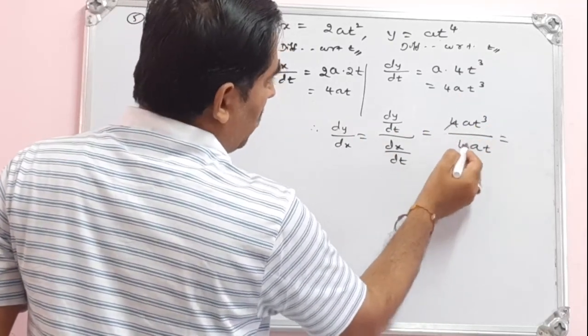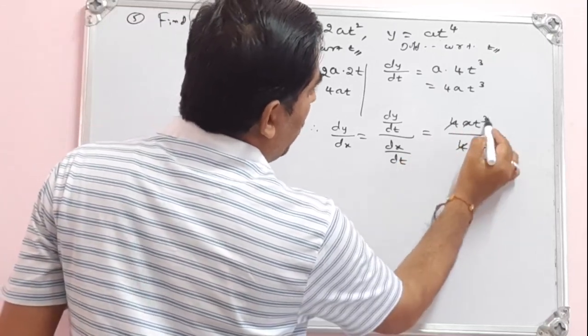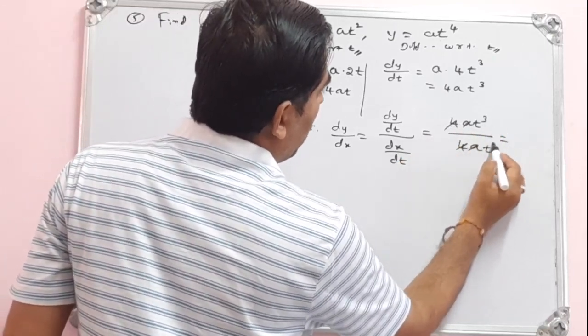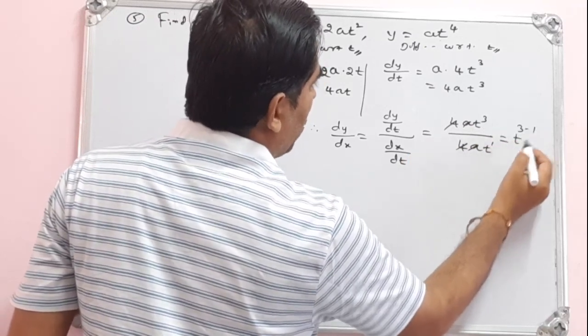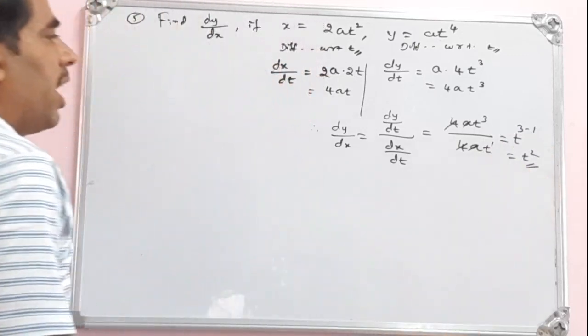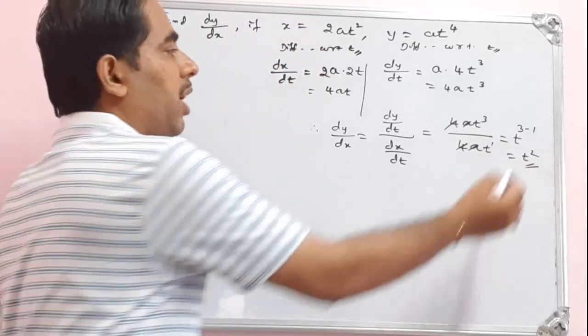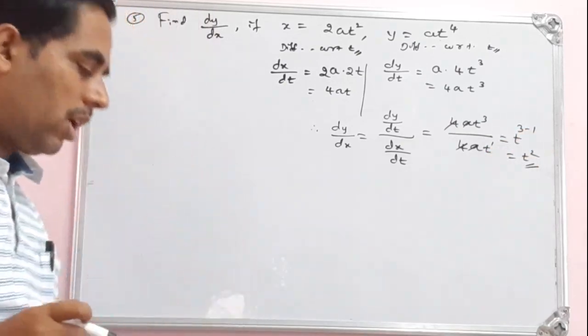See the similar terms, the same terms: 4 gets cancelled, a gets cancelled, so t cube divided by t. We can consider the power of t as 1, so t cube divided by t means t to the power of 3 minus 1, that will be t square. So the derivative is t square. I can subtract the powers here, so we get the answer as t square. In this way we can do parametric differentiation.